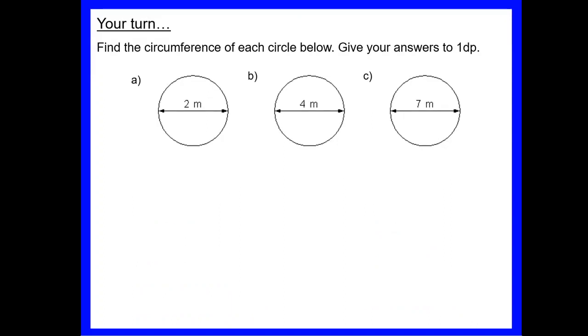Okay, so now it's your turn. You've been given the diameters of 3 different circles. It asks you to find the circumference. Give your answer to 1 decimal place. Pause the video, have a go now.